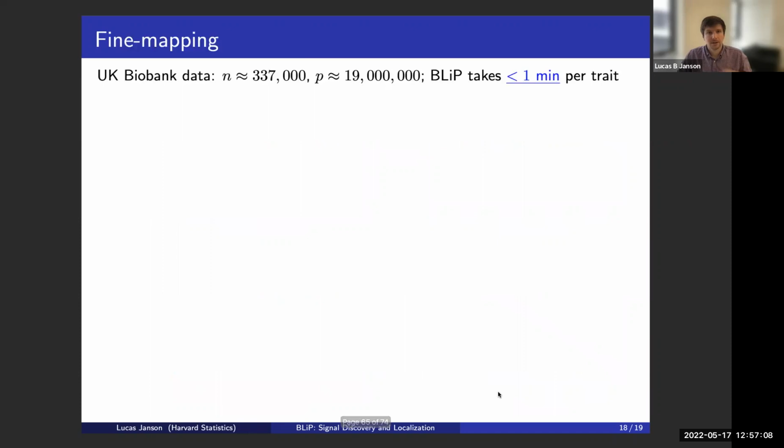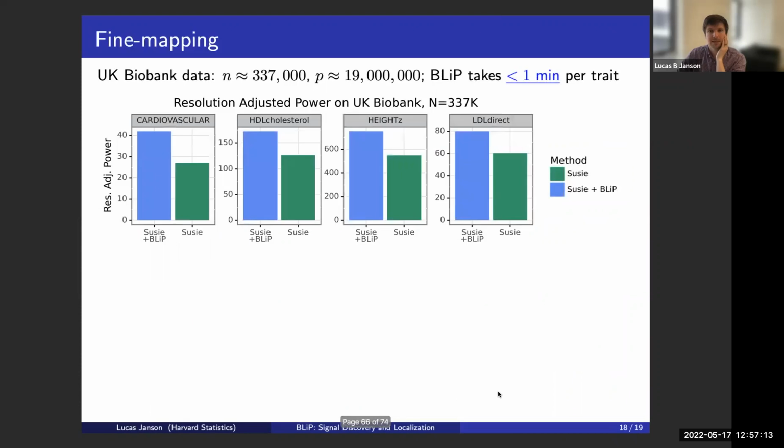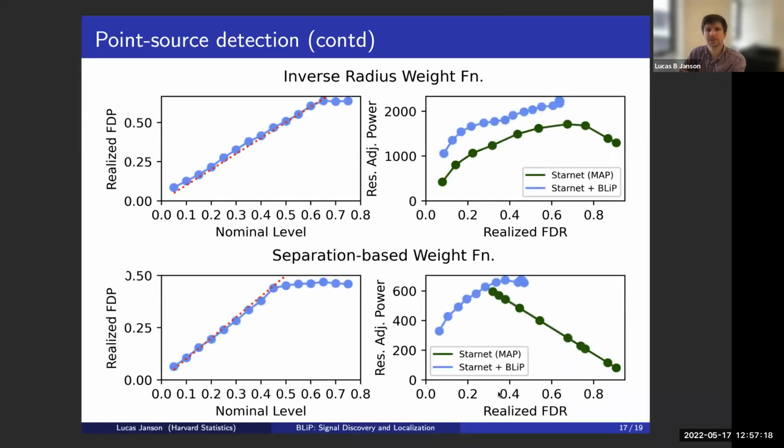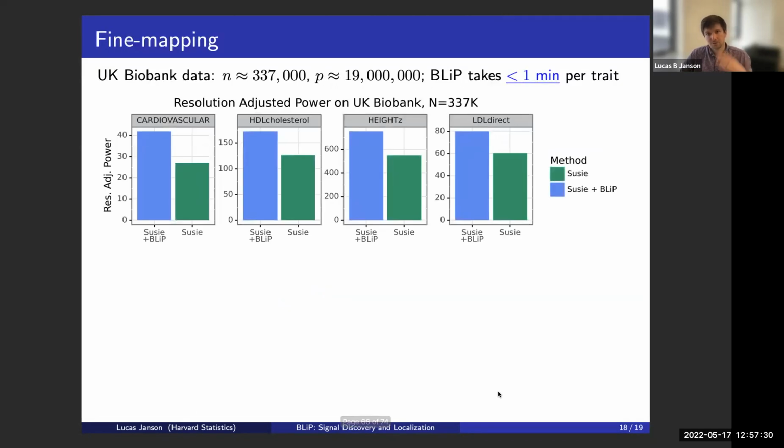Yeah, so I'll briefly mention this just because it makes another point that I think is important, which is that in these plots, the y-axis of resolution adjusted power is a y-axis that we kind of made up in this talk, right? So you might be worried, well, come on, you're measuring this against your own yardstick. That's a little unfair. So we're doing the same thing here in fine mapping. Again, we're taking an existing variational approximation to the posterior, and then we're adding BLiP on top of it, and it's giving us an additional power boost.